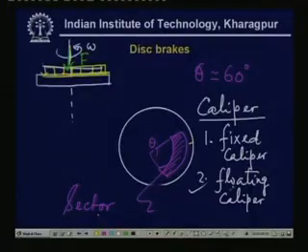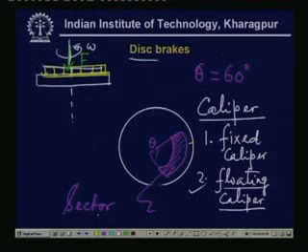So, normally in a very good car, nowadays we have this floating caliper type brake, but they are all disc brakes. Drum type brakes are normally used for heavy vehicles, because they have a very large capacity of giving a braking torque. So, this is roughly the analysis of a disc brake.